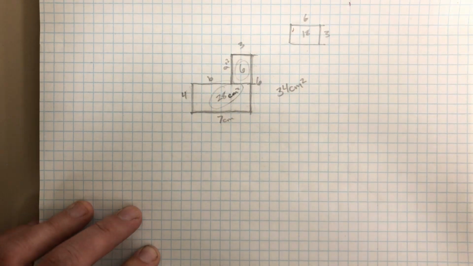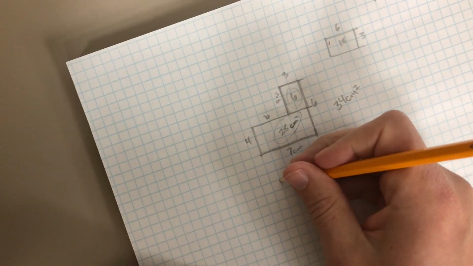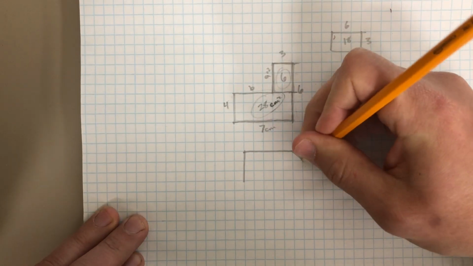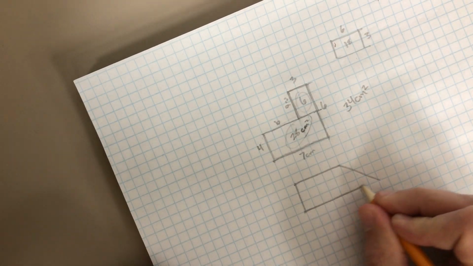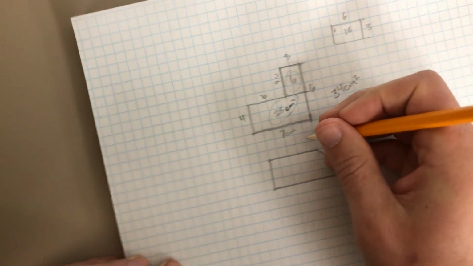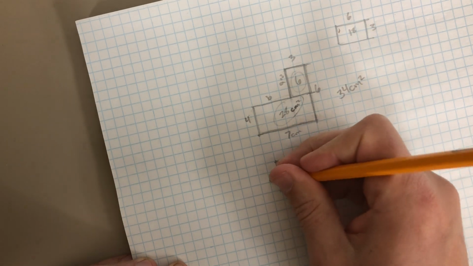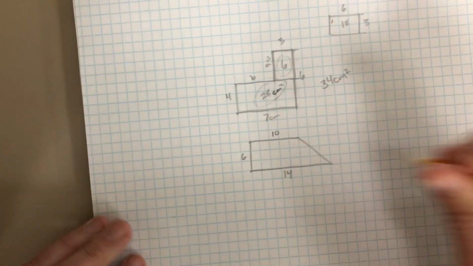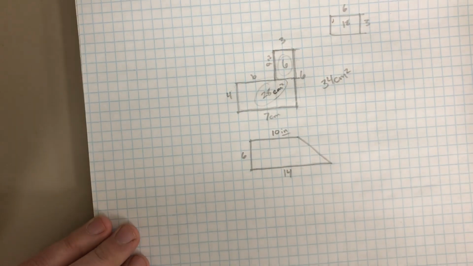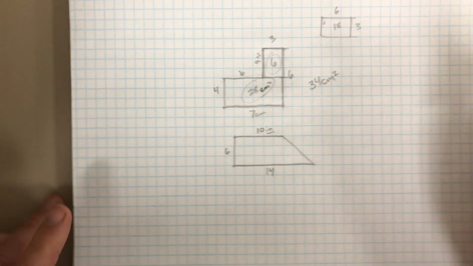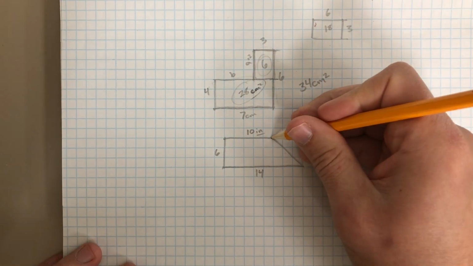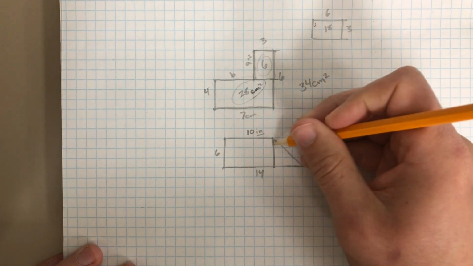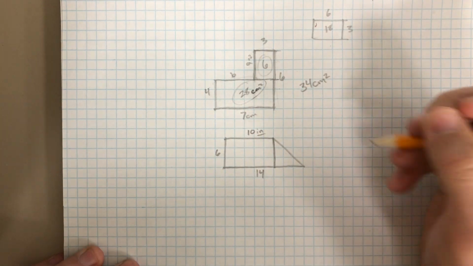Let's do one this time that has a triangle in it. Okay, so we're going to do a trapezoid. Okay, and let's say this is 10 by 6 by 14. Okay, and we're going to say they're inches this time. All right, so in this one, I can split this into a rectangle and a triangle by drawing a line right here. Now I have this triangle here, and I have this rectangle there.